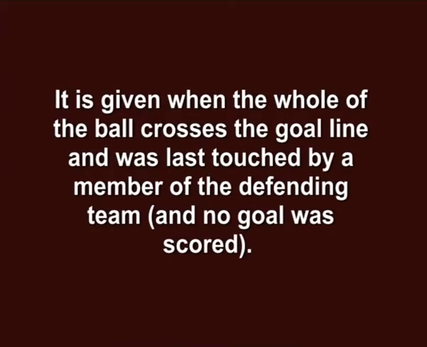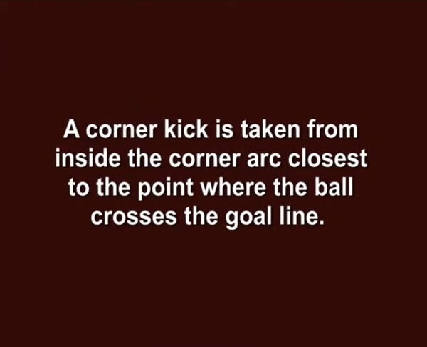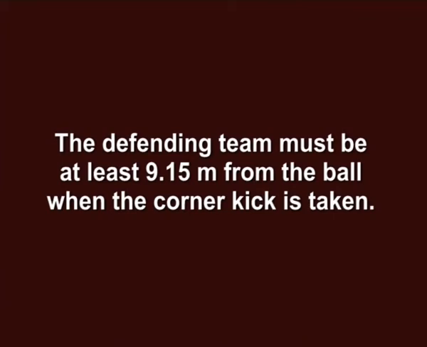Corner kick. It is given when the whole of the ball crosses the goal line and was last touched by a member of the defending team and no goal was scored. A corner kick is taken from inside the corner arc closest to the point where the ball crosses the goal line. The defending team must be at least 9.15 meters from the ball when the corner kick is taken.